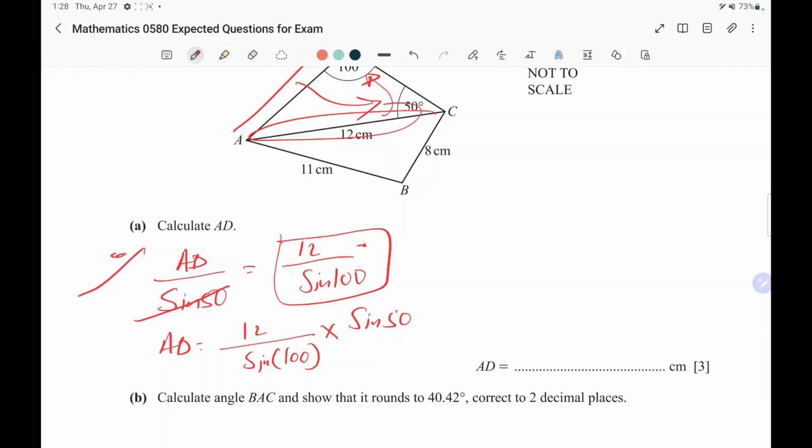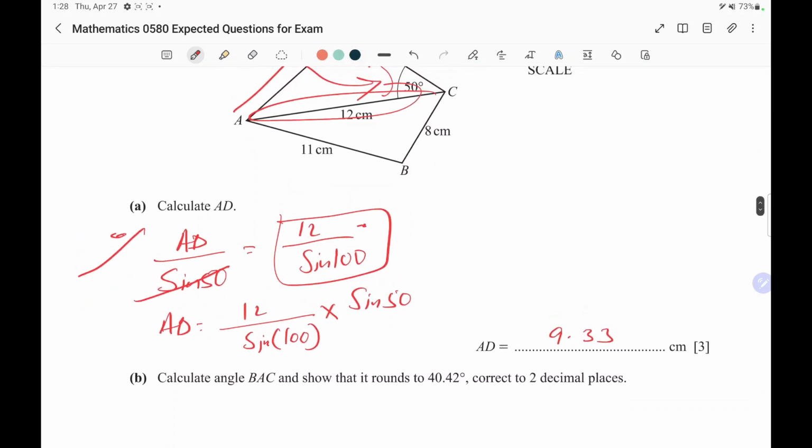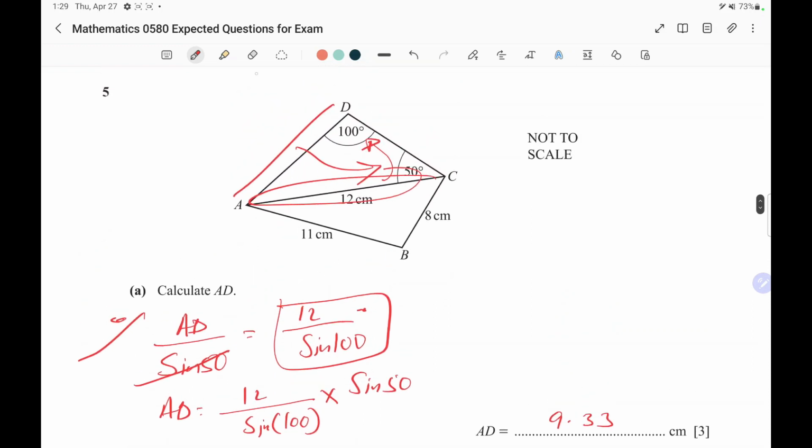My calculator is in radian, it should be in degree first. Okay, 12 times sine 50 divided by sine 100, which is 9.33. So 9.33 should be the answer. Now calculate angle BAC. BAC, okay. BAC, this angle they are talking about.